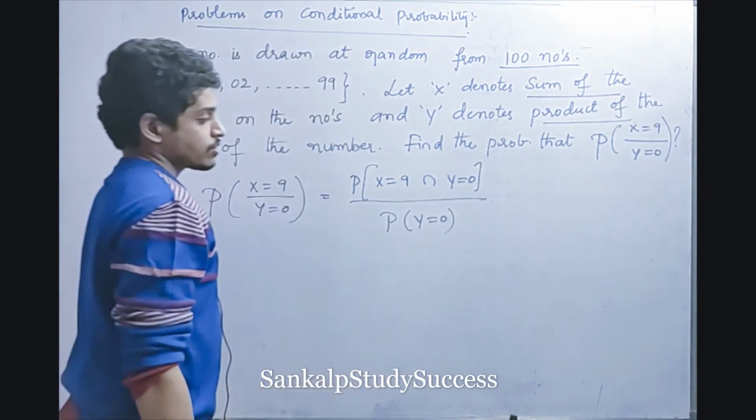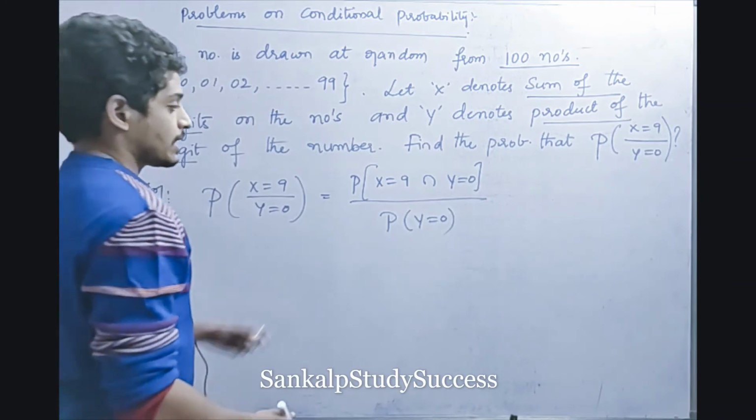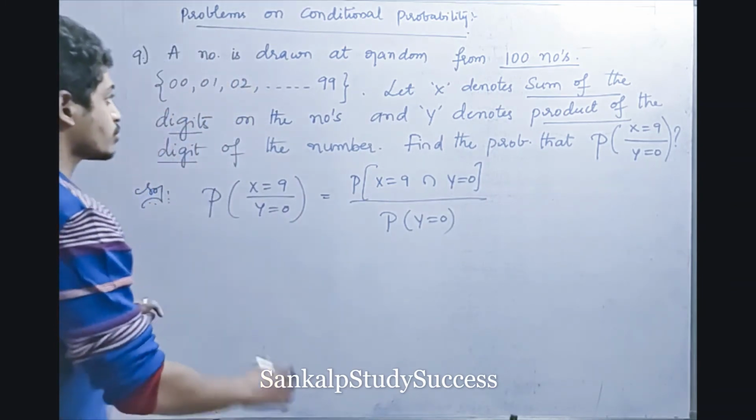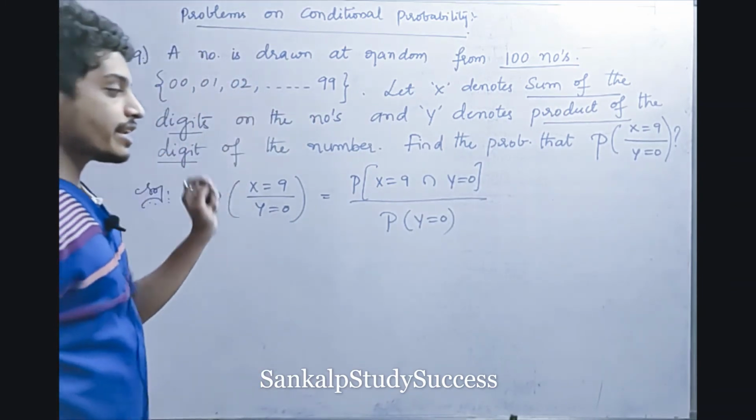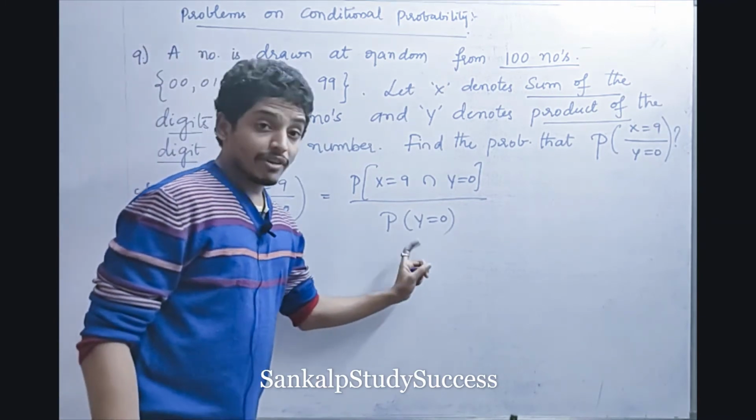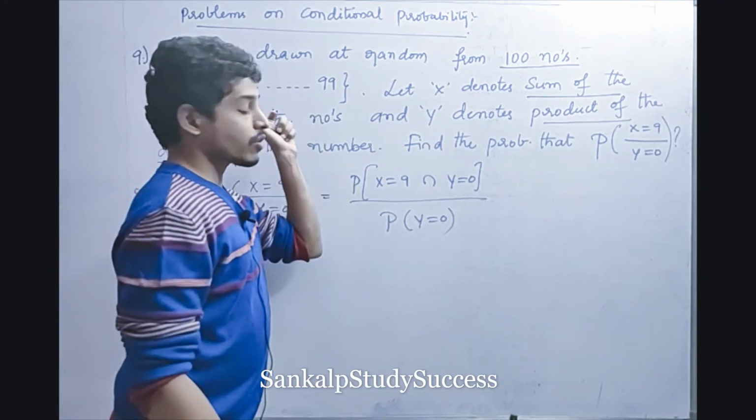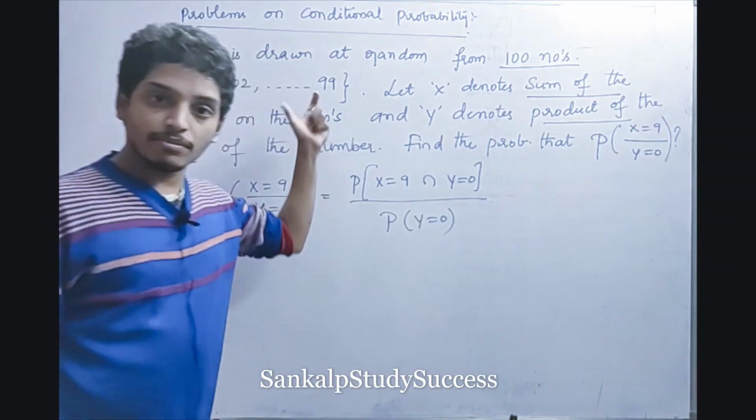Yes or no? So now, we have to find the probabilities of these two. What he has given is from 0, 0 to 99, right? So P of Y equal to 0. When will the product become 0, friends? For what combinations will the product become 0 from these 100 numbers?